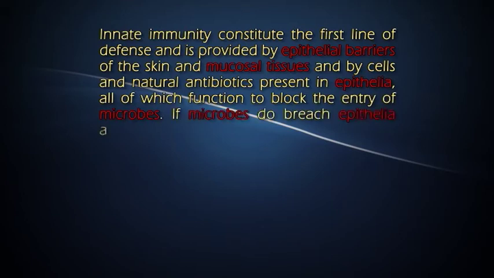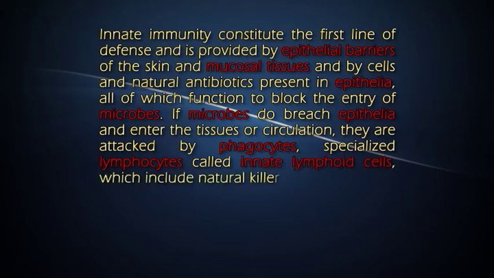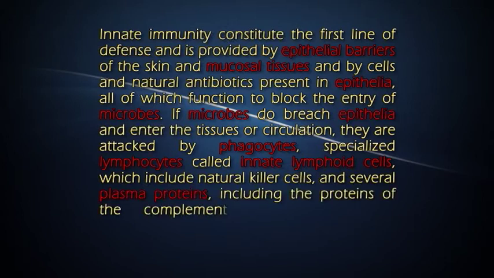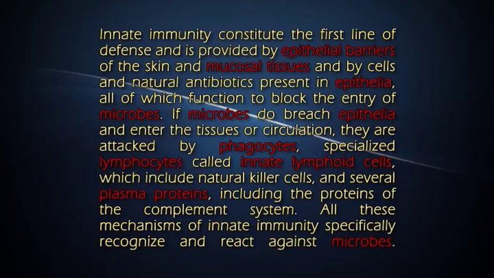If microbes do breach epithelia and enter the tissues or circulation, they are attacked by phagocytes, specialized lymphocytes called innate lymphoid cells, which include natural killer cells, and several plasma proteins, including the proteins of the complement system. All these mechanisms of innate immunity specifically recognize and react against microbes. In addition to providing early defense against infections, innate immune responses enhance adaptive immune responses against the infectious agents.